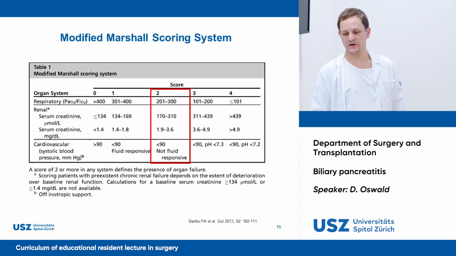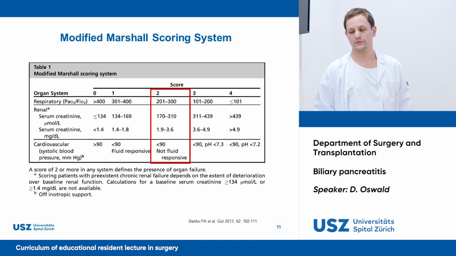I just want to show you the modified Marshall score. That's an established scoring system for organ failure, and it's very simple to use. A score of 2 or more defines the presence of an organ failure in any system. So if you've got a respiratory failure, you have low oxygenation. If you've got a renal failure, it's defined as a serum creatinine over 170. If you've got a cardiac failure, it's a systolic blood pressure lower than 90 that is not fluid responsive.